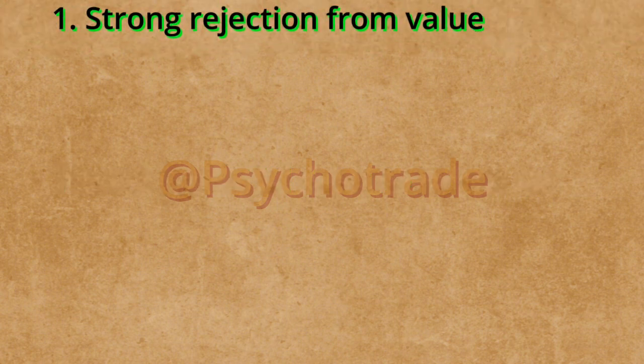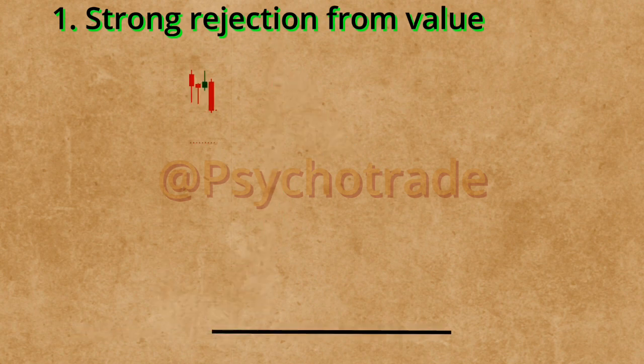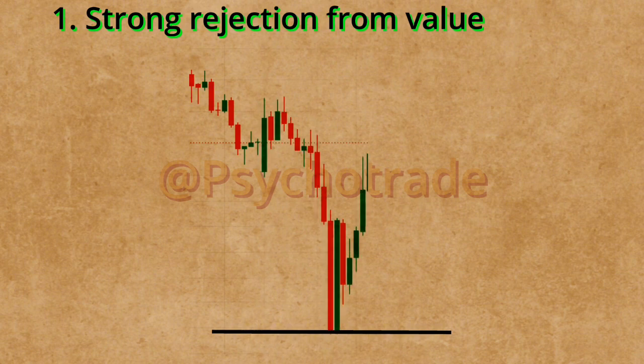1. Strong rejection from value. Price reaches a supply or demand zone and immediately reacts with strength. At a supply zone, price is rejected downward aggressively. At a demand zone, price is rejected upward aggressively. This shows strong participation from responsive traders.